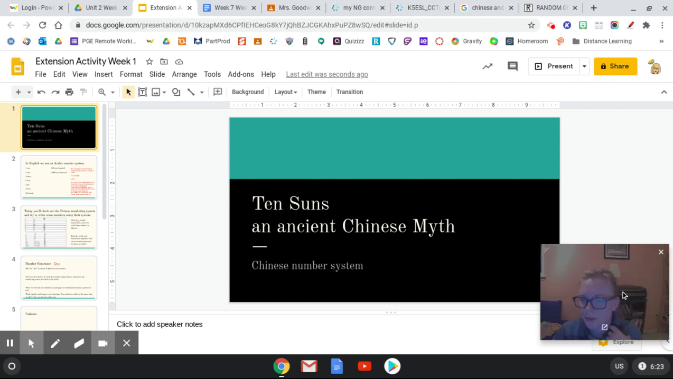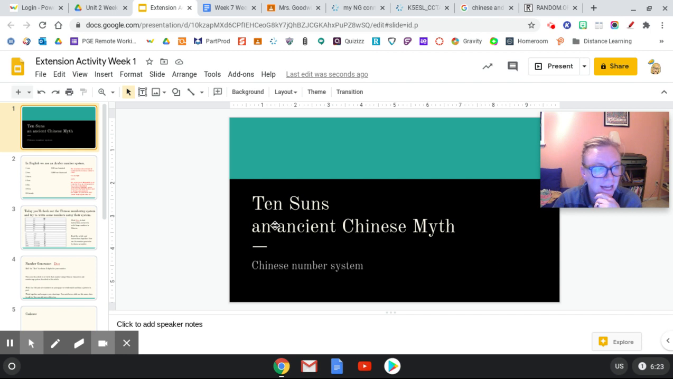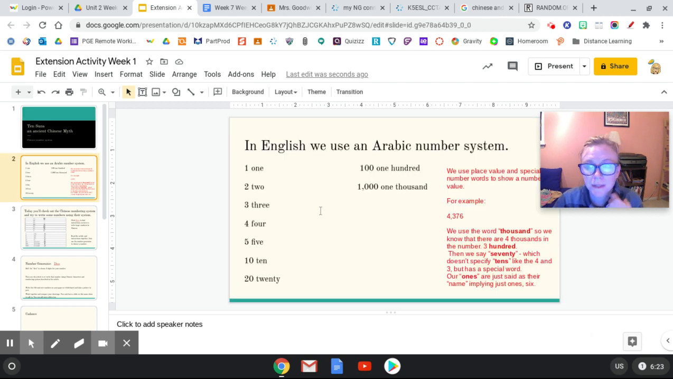So this is your hopefully somewhat fun task that you're going to do. You're all going to be shared on this slideshow because you turned in excellent work, then you finished early. So we're going over the number systems. I'm going to compare the English number system that we use, which is actually an Arabic system, and how we arrange our numbers.